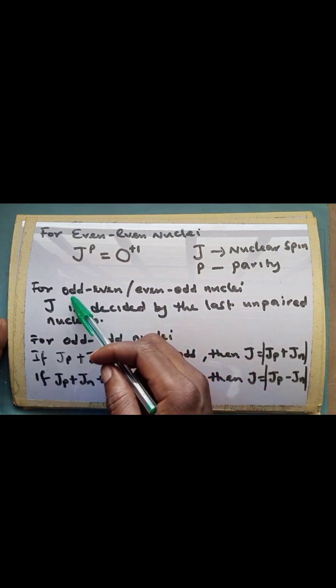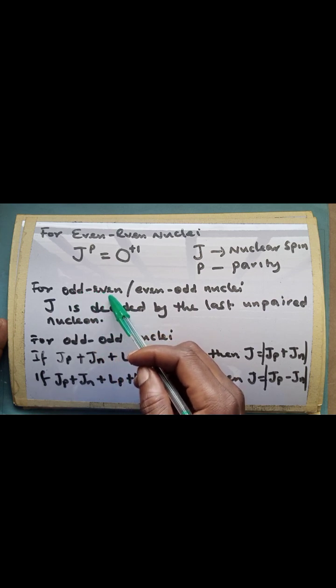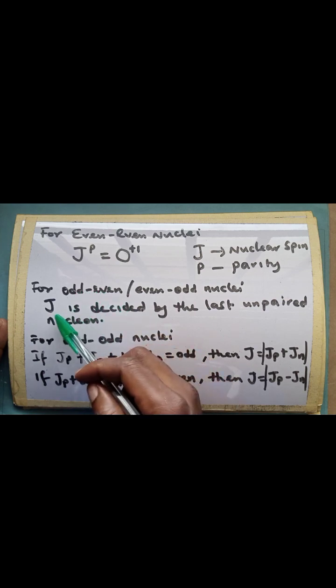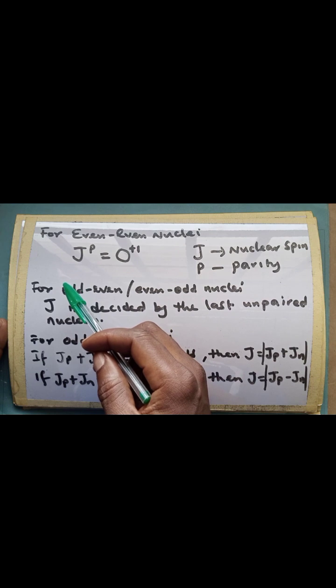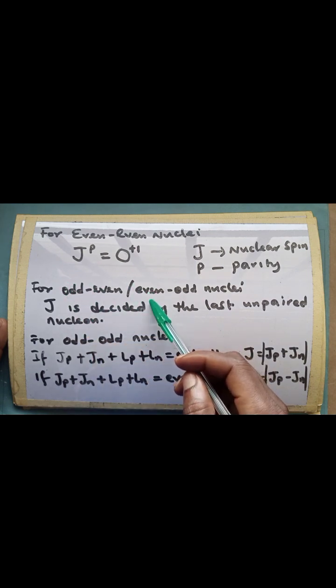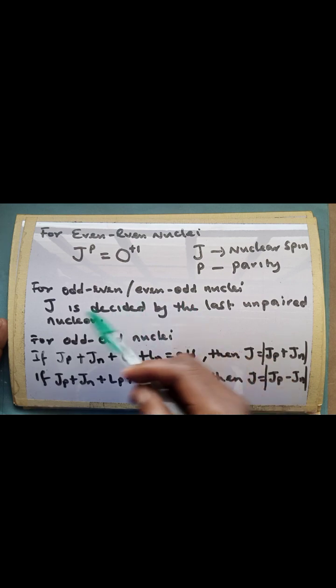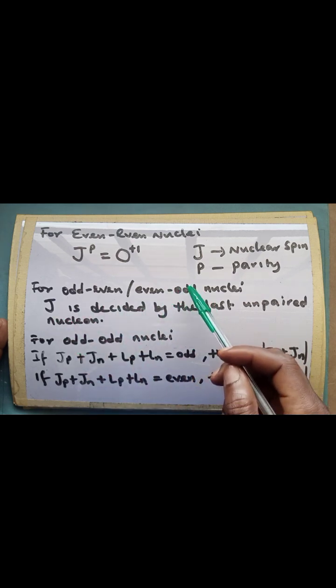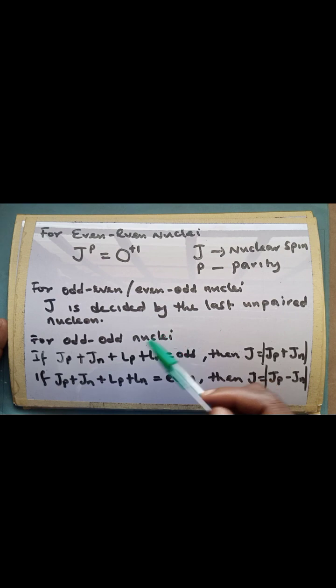So if you have an odd proton and an even neutron, then our J will be decided by this odd proton. If it is an even proton and an odd neutron, then our J will be decided by the odd neutron. For odd-odd nuclei, to calculate J, if Jp plus Jn plus L is odd, then we use this particular formula. If the addition of all this is even, then J is equal to this expression.